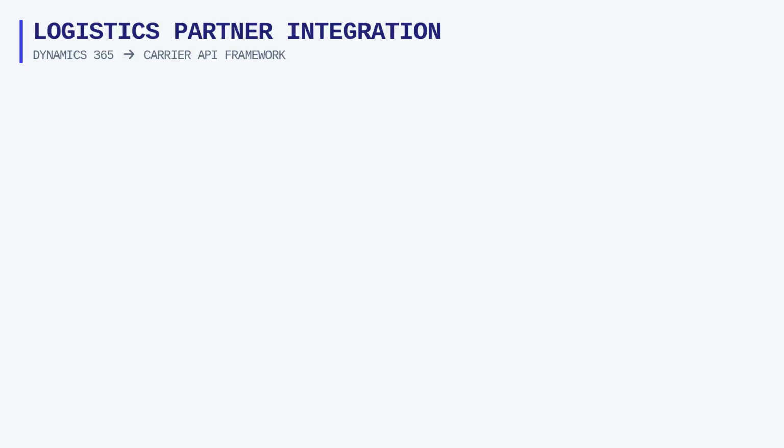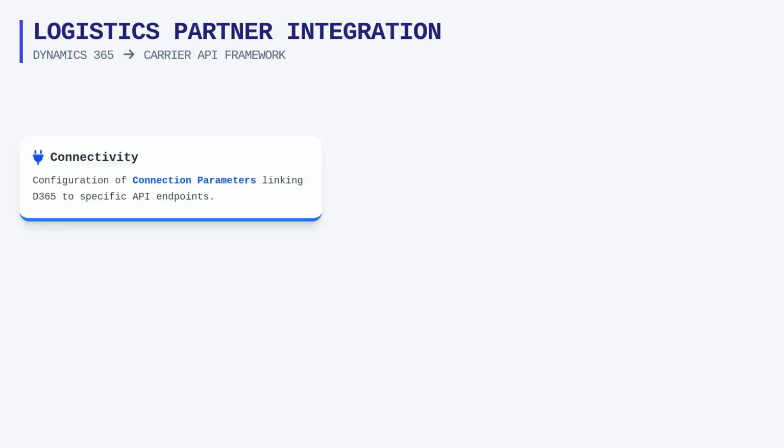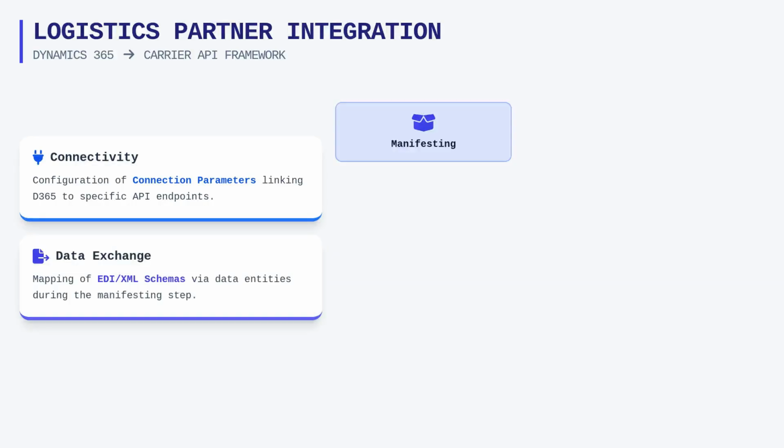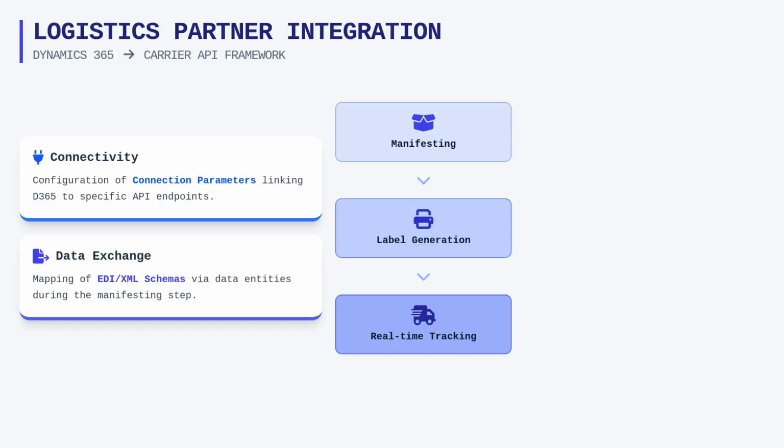Integration with external logistics partners is achieved through the configuration of connection parameters that link Dynamics 365 to the specific API endpoints provided by the carrier. This infrastructure allows for the near instantaneous transmission of data related to shipment manifesting, tracking updates, and the automated generation of shipping labels directly within the user interface.